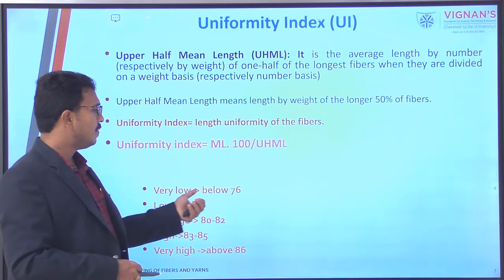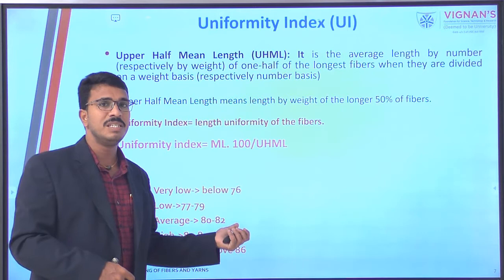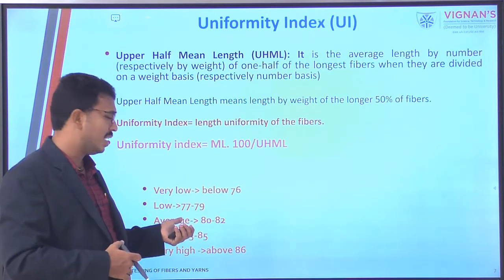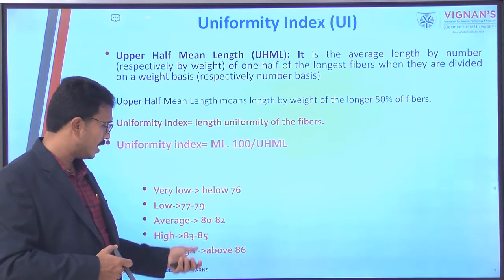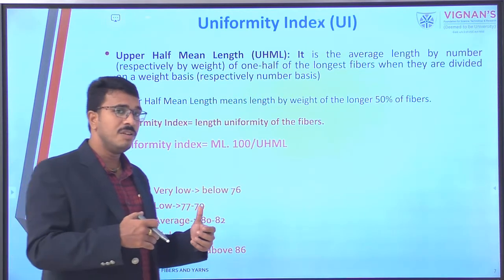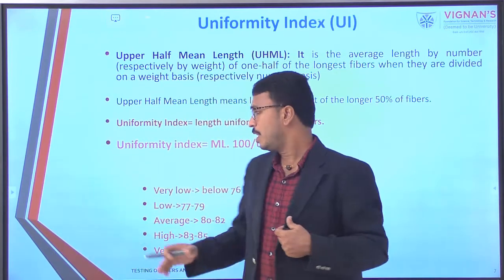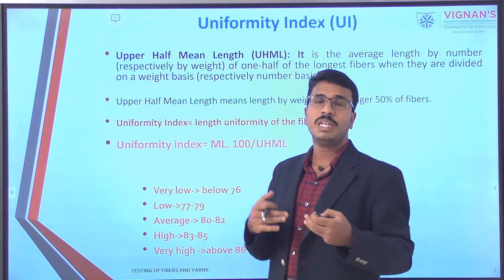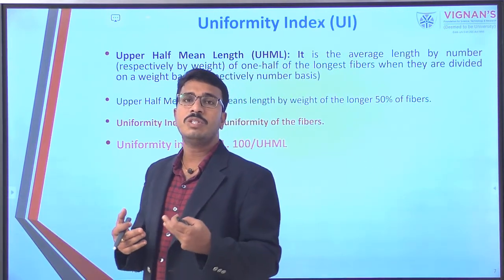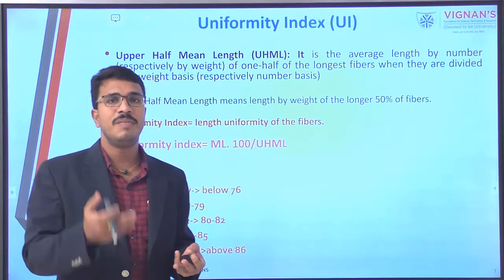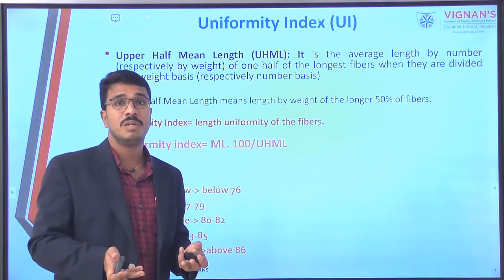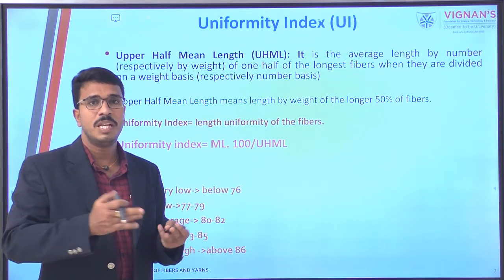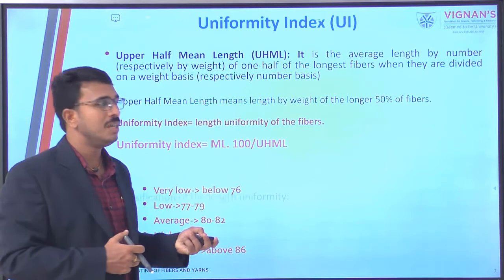Now you can see, if the uniformity index is below 76, it is very low uniformity, that is, length uniformity is very less, and then 77 to 79. Finally, if the value is above 86, we can say that the uniformity index is very high, where we will get good quality of yarn with good strength, and we can have fewer breakages also. Understand why? Because the uniformity in length is very good, so there are not many deviations in the length of the fibers.